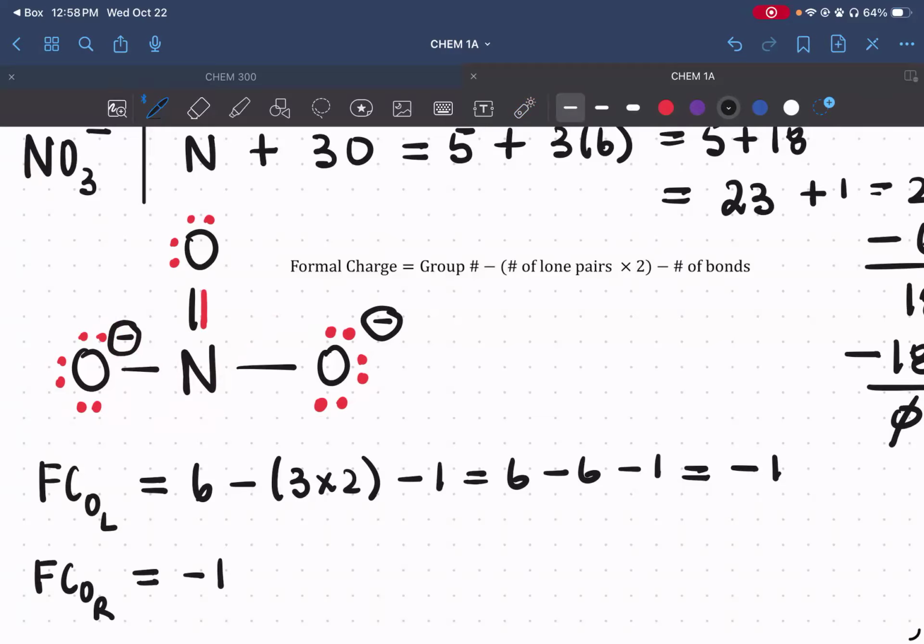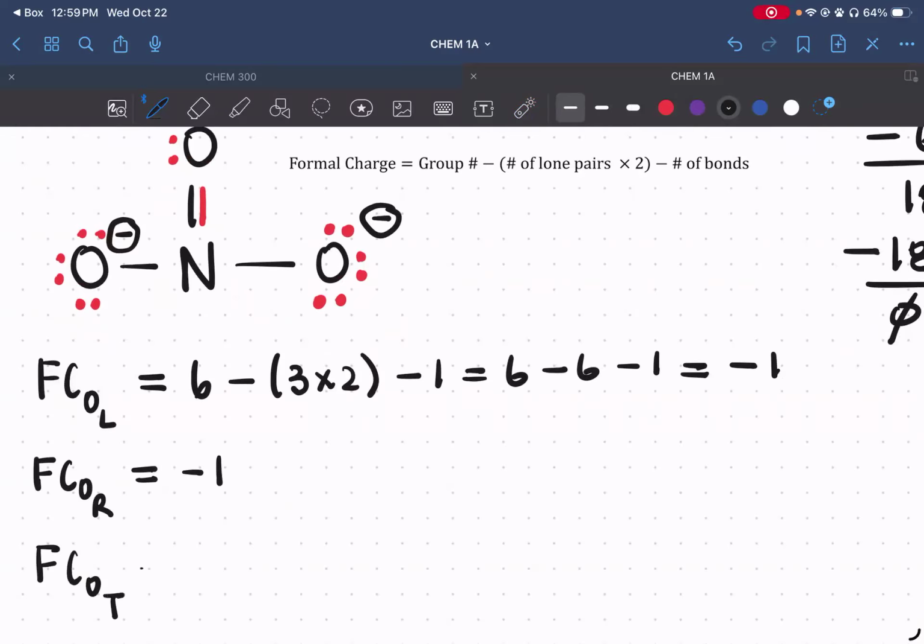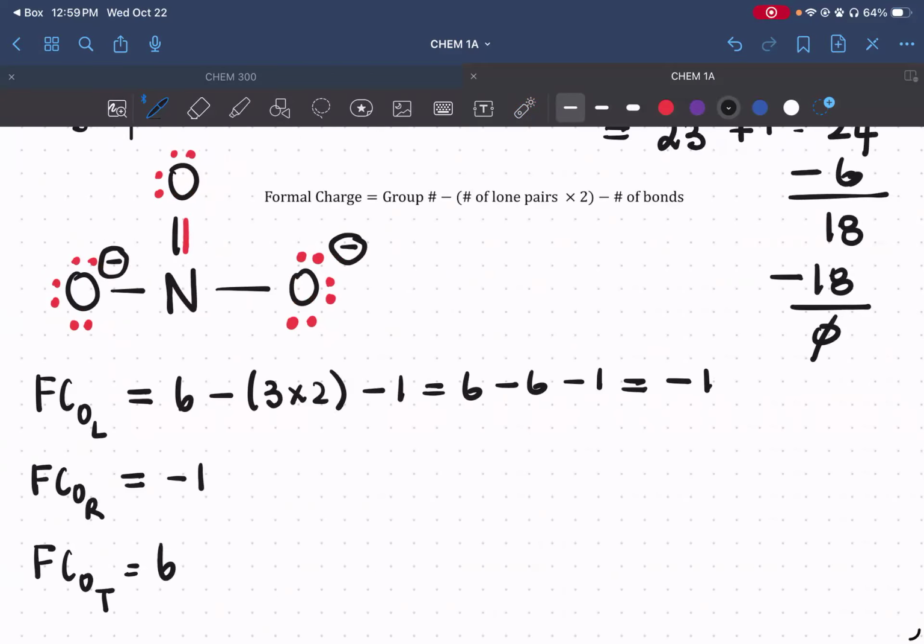Can I make that exact assumption for the oxygen on top? No. Visually, it's immediately clear this is not at all identical to the others. So we need to purposefully calculate that. The formal charge of the oxygen on top, 6 valence electrons, 2 lone pairs, 2 bonds. 6 minus 4 minus 2 gives us 0. So the oxygen on top with the double bond has a formal charge of 0.